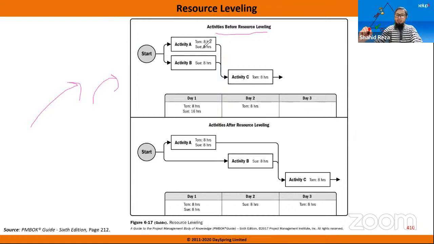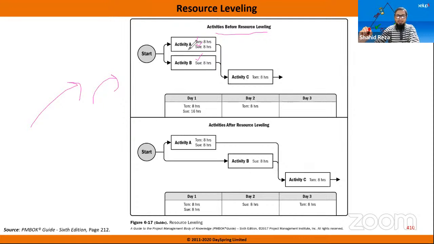But for the first task, 2 people need to work together. One is Tom, another is Sue. And for the activity to complete, it needs 8 hours, and Sue is the person who needs to work here. And for activity C, only Tom is required, and he will work a full day. Full day means 8 hours. So this is the chart, the schedule.